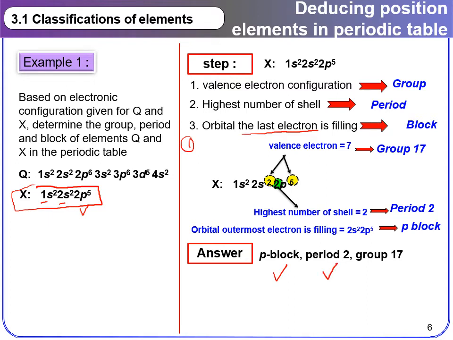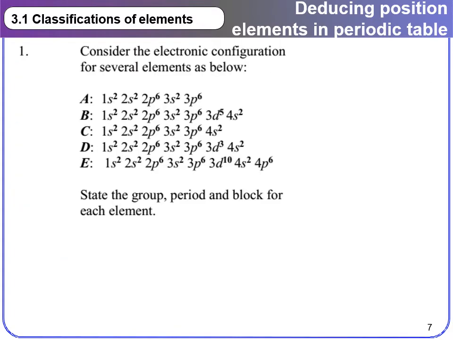Then we will look at the 2p orbital. We have to add on the 2s orbital here. So 2 plus 5 plus 10. Why do we need to add 10? Because this time we already know that if the element is a p block element, we have to add 10. So 2 plus 5 plus 10, the group number is group 17.